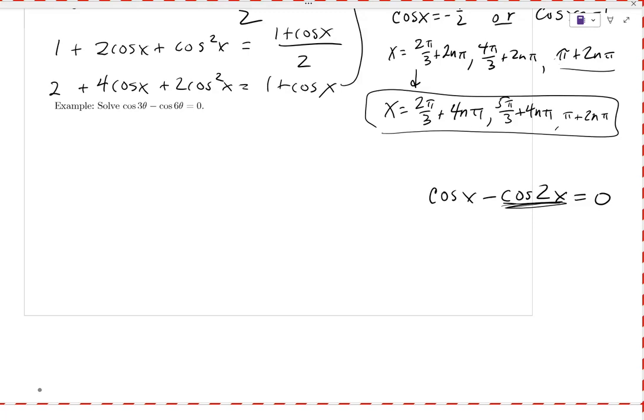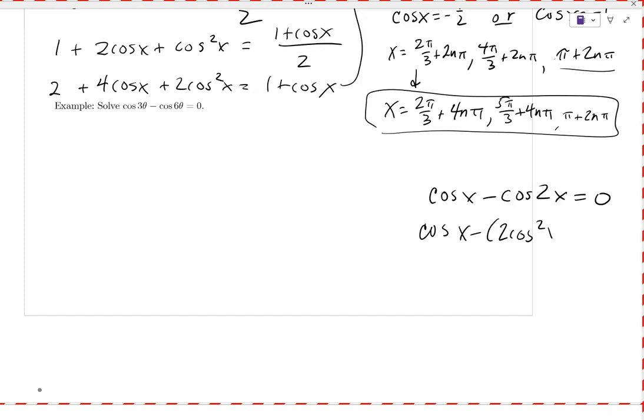Do we have to change that to cosine 2x? To what? 1 minus sine. No, that's wrong. We have to use a double angle. You're right. We need to do one of the double angle ones. Yeah, I agree with you.